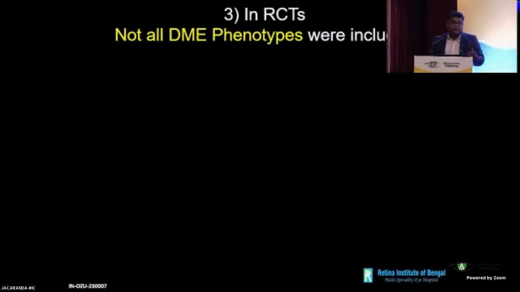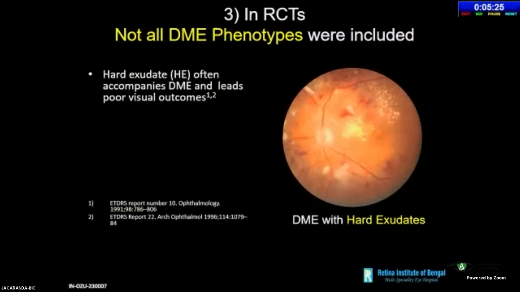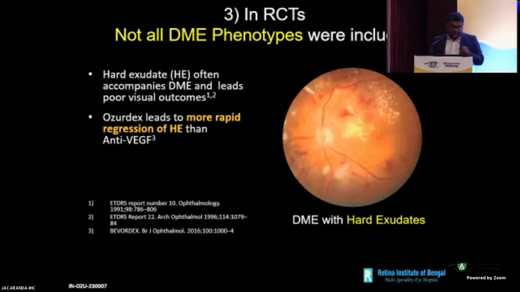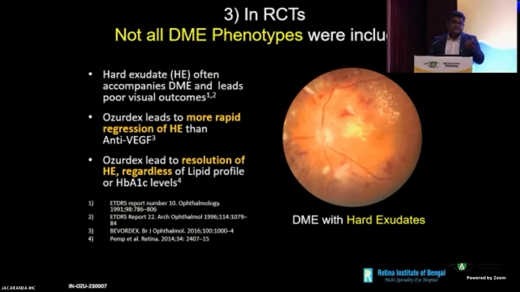Third, when we are basing our practice on RCTs only, we must remember that not all DME phenotypes were included in RCTs. One of the very common DME phenotypes that we manage in our day-to-day practice is DME with hard exudates. These cases are usually not included in most RCTs. And we have seen now that Ozurdex leads to more rapid resolution of hard exudates than anti-VEGF, and this resolution is regardless of the HbA1c levels or lipid profile.